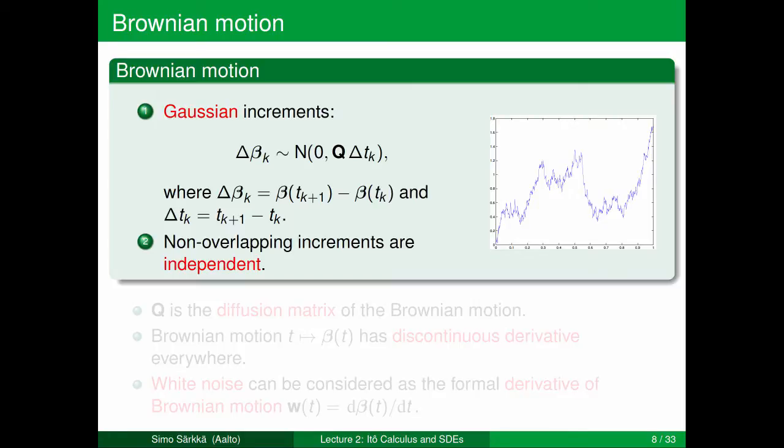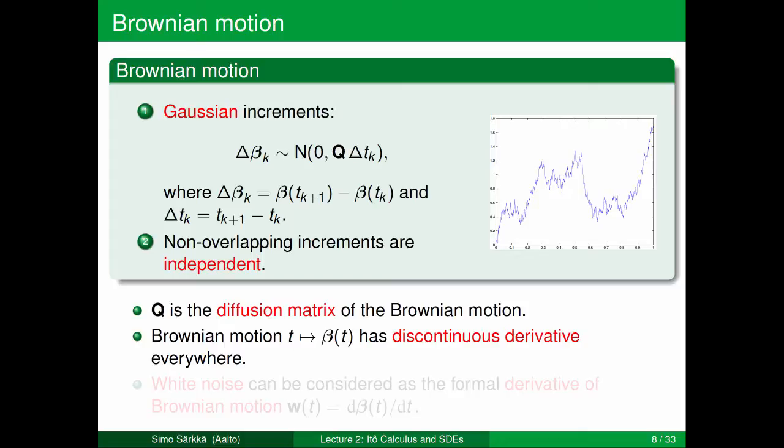On the right you can see an example trajectory of a Brownian motion. So it's basically a continuous version of a random walk. And actually it was originally constructed as a mathematical description of a continuous time random walk. Now here Q is called the diffusion matrix of the Brownian motion, in the same sense that we called Q the spectral density of the white noise. Actually it's exactly the same parameter, but anyway it's called the diffusion matrix here, due to the different physical interpretation.